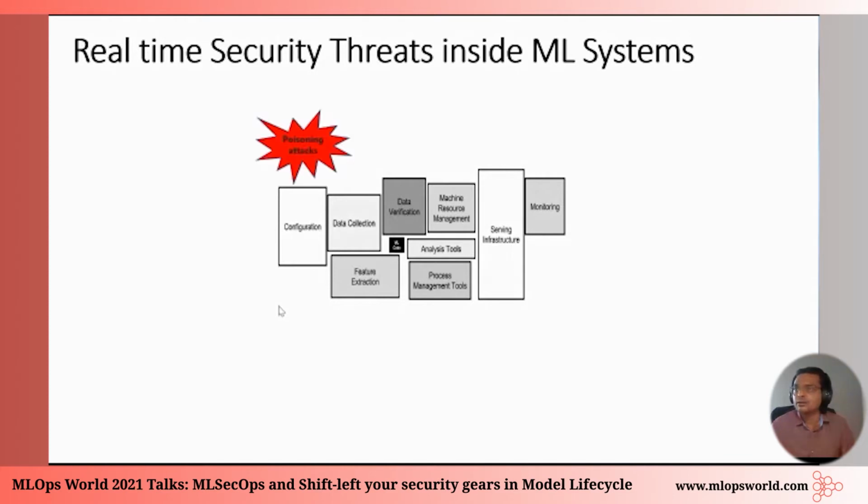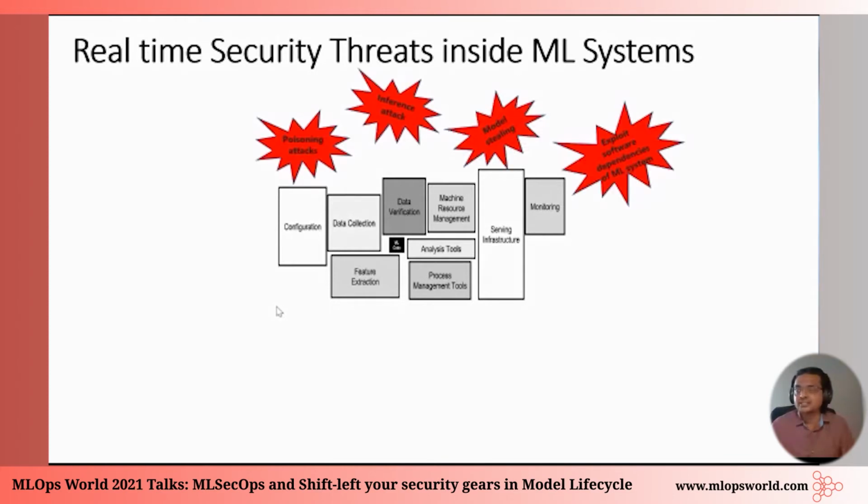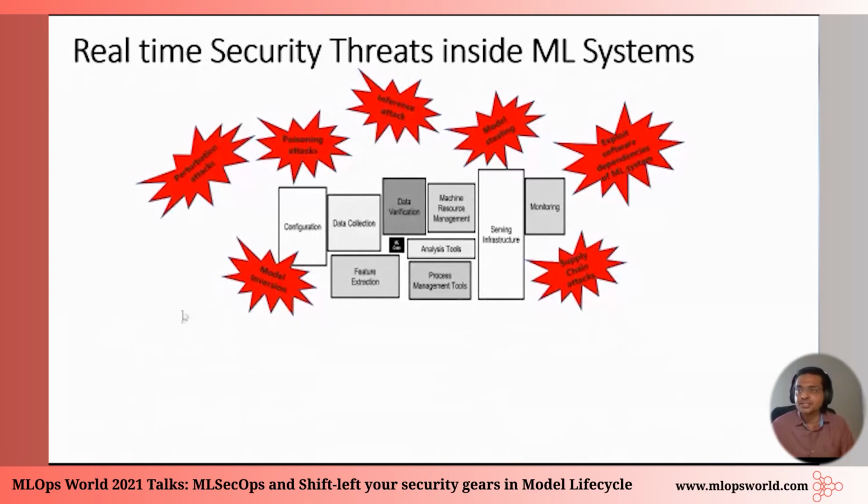And here we go. Poisoning attacks, inference attacks, model stealing attacks, exploiting your software dependencies, supply chain issues, model inversion, perturbation attacks. And I don't have much space in my slide to put a lot of these threats, but this by no means is going to be the complete list of issues. All the attacks that you see here are practically possible and have been discovered and their approaches detailed.